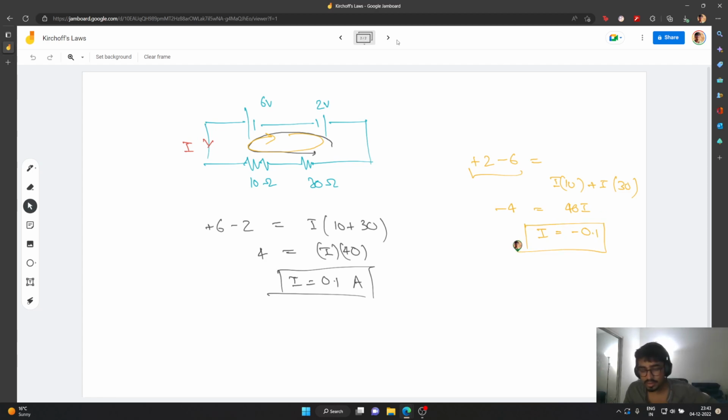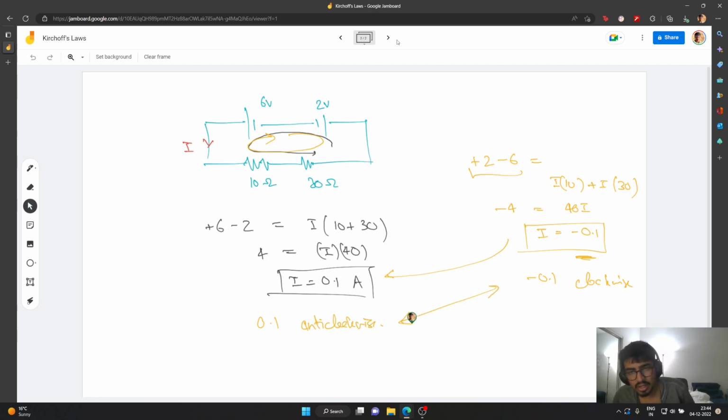So all that means is the direction of current that we have chosen is opposite to what we have assumed. So it's opposite in this sense. Which brings us back to, we can say the current is minus 0.1 clockwise, which is what this tells us, and this one tells us it's 0.1 anti-clockwise, right? And both of them are the same thing.